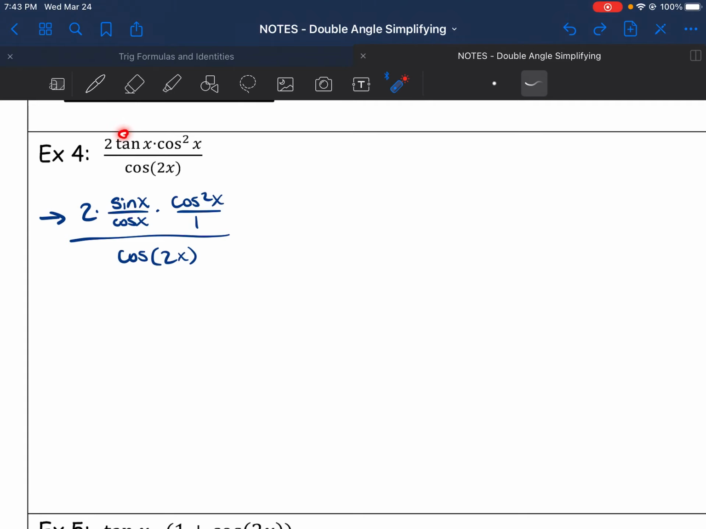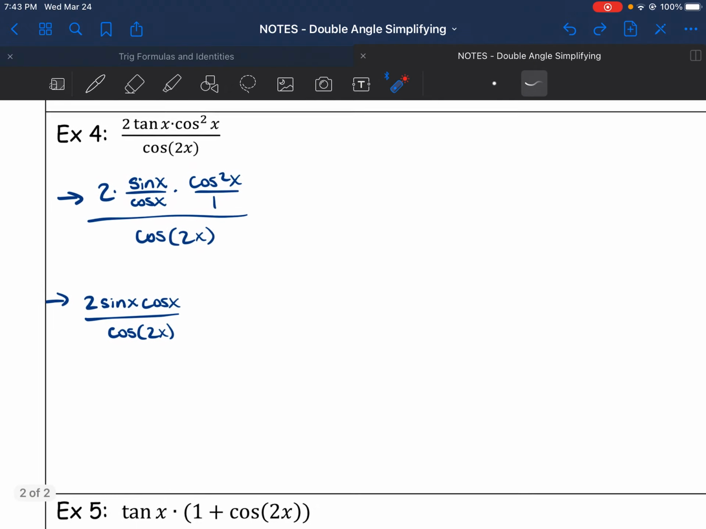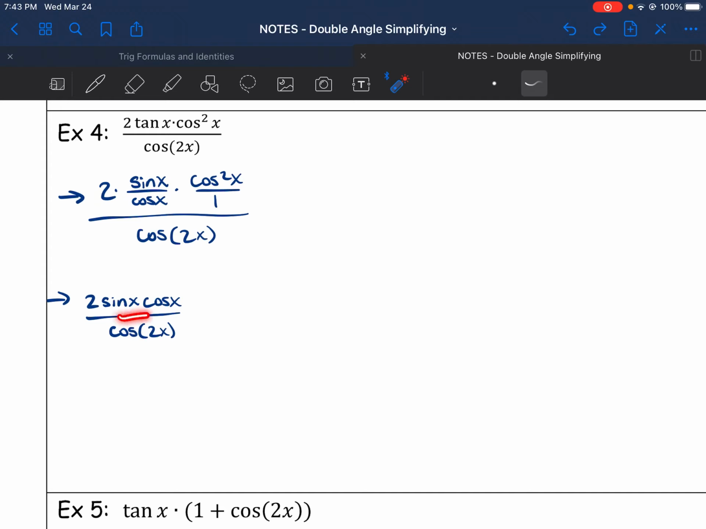So tangent of x turned into sine of x over cosine of x. And multiplying it by cosine squared, I just wrote that over 1. No issue there. And again, remember, cosine squared, that's really cosine of x times itself. And this allows me to cancel one of these cosines with this cosine right here. Okay? So once you do that, you have 2 sine of x cosine of x over this cosine of 2x. And looking at this, 2 sine of x cosine of x is sine of 2x. That's one of our double angle formulas. So this whole thing is going to get replaced with sine of 2x.